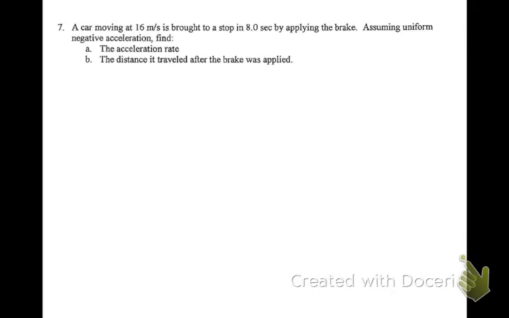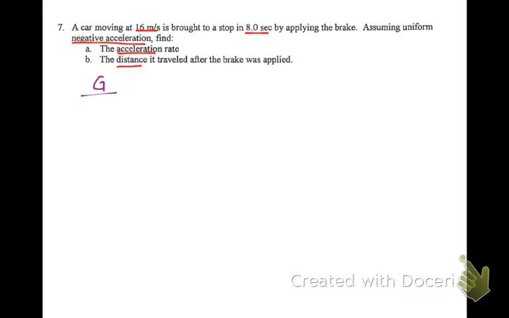So here's how you do question number 7. Pretty simple. A car moving at 16 meters per second is brought to a stop in 8 seconds by applying the brake. Assuming uniform negative acceleration, find the acceleration rate and the distance it traveled after the brake was applied. So let's go through this. Our givens, here we go. We're just going to do it all at once.